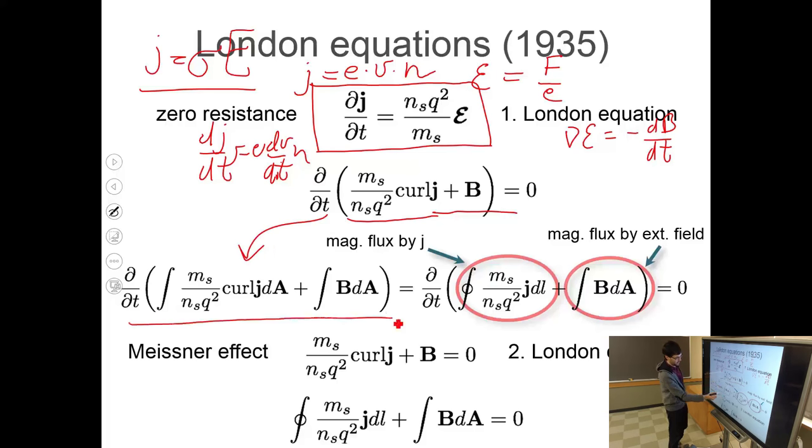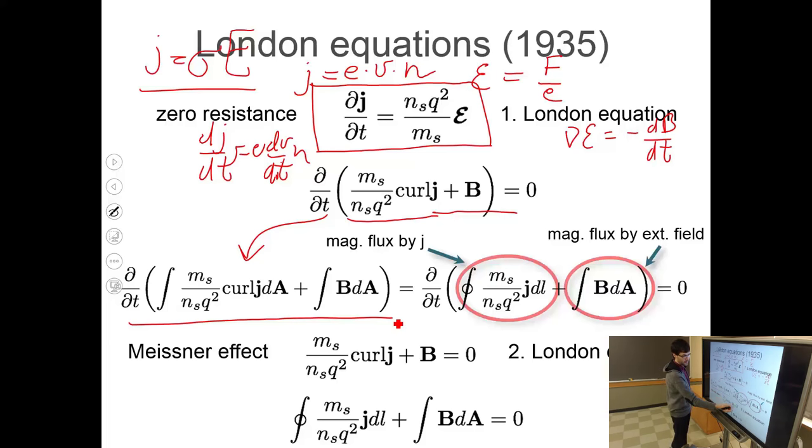So we have the same two terms, but now integrated over an area. And then the first term, we can transform it into the integral of J dl, using which theorem? I think it's Stokes' theorem. Stokes' theorem, right. So then the second one is just flux. You can see the second term is flux.